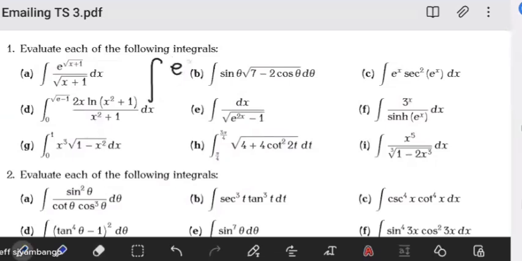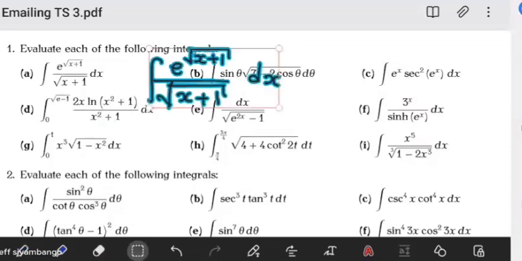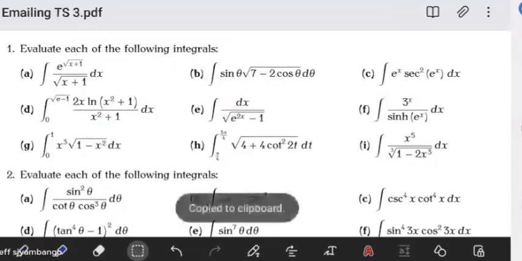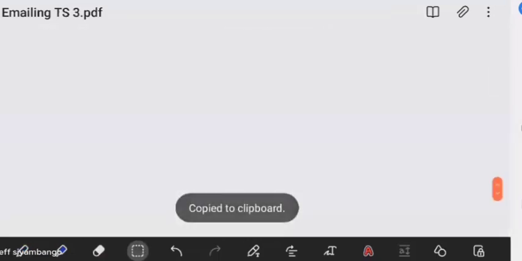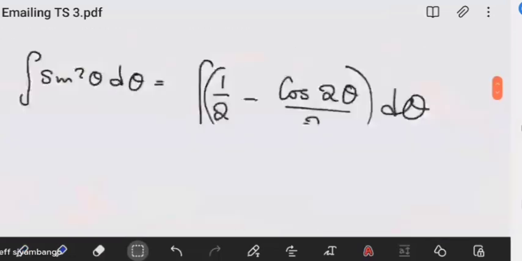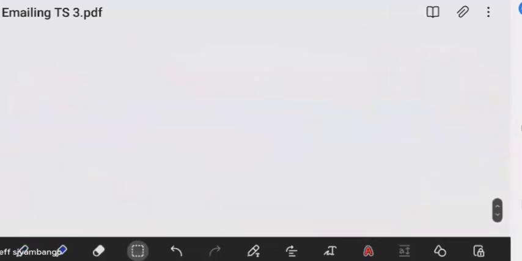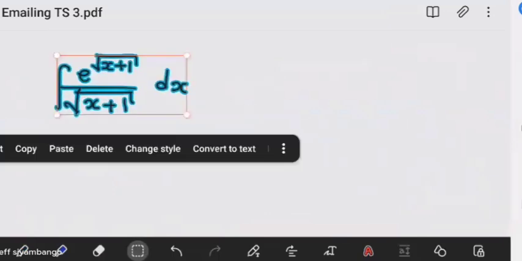The first one, we have e to the power root of x plus 1, and then here you have root of x plus 1. This is kind of a special case, and you kind of have to try, because if you think about any other technique that you might want to use here, they are all going to probably be tricky to evaluate. So instead, let's try u substitution.